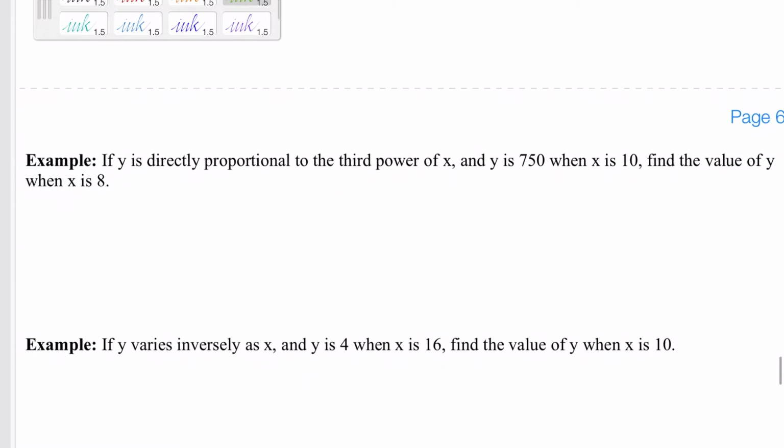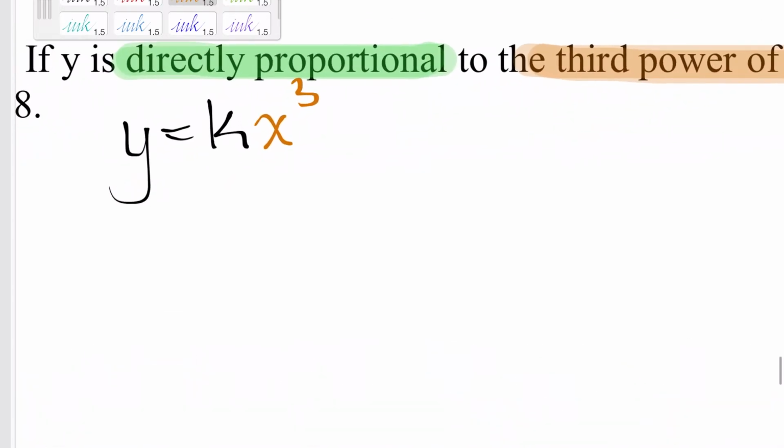Our first example: y is directly proportional to the third power of x. Directly proportional means that y is equal to some multiplying with our k value. So k is going to be multiplying with the third power of x. So x to the third power, or x cubed, is basically what that's saying. I have no idea why it has to be so complicated. So we have this nice little equation that we're working with. We don't know any of the variables. We also don't know the constant.